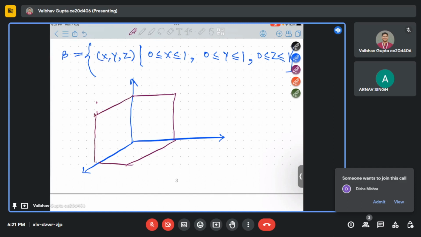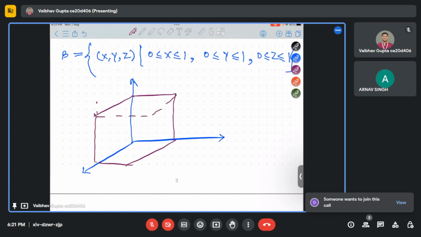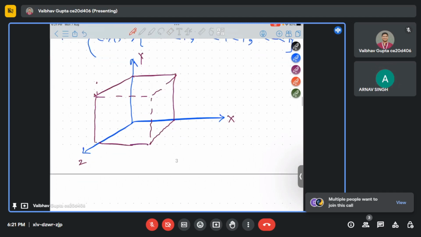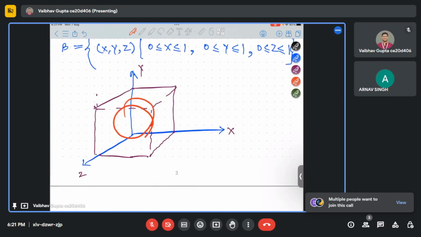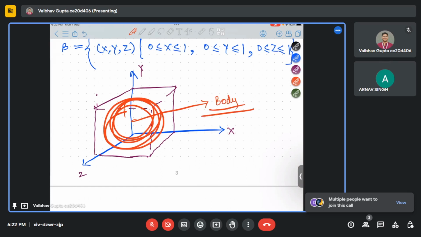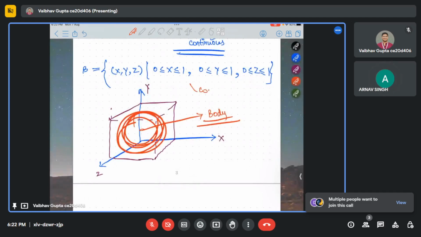So this is a cube and this is X, Y, Z. All the points inside this cube, we'll say, are the body. This is what the body represents. This is a continuous system.